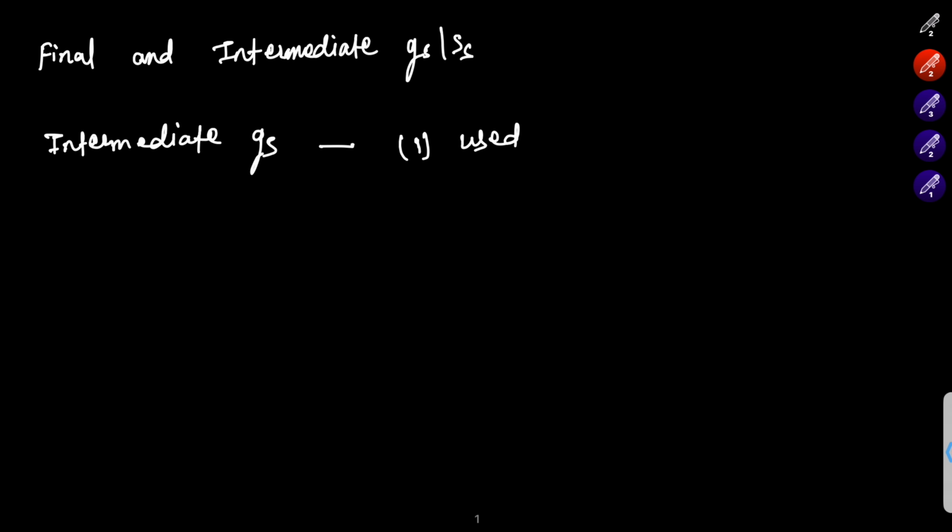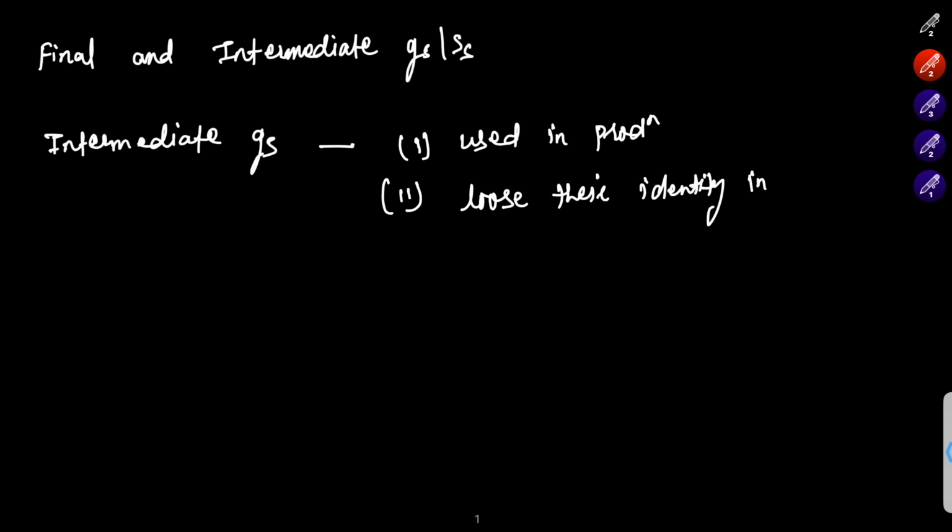First, used in the production of the final goods, and the second is lose their identity in the process. Is called intermediate goods. Final goods क्या हुआ?